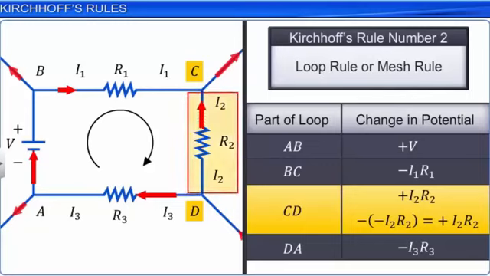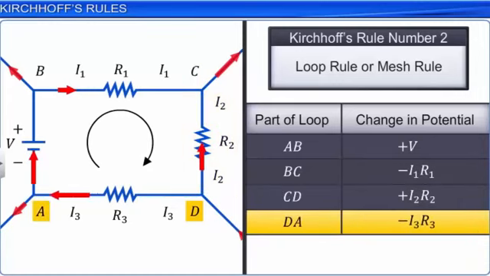DA. Current I3 is passing through R3. The direction of I3 and the direction of walk-through is the same. The change in potential is minus I3 into R3. To apply Kirchhoff's rule 2, we add all these changes in potential and equate it to 0.